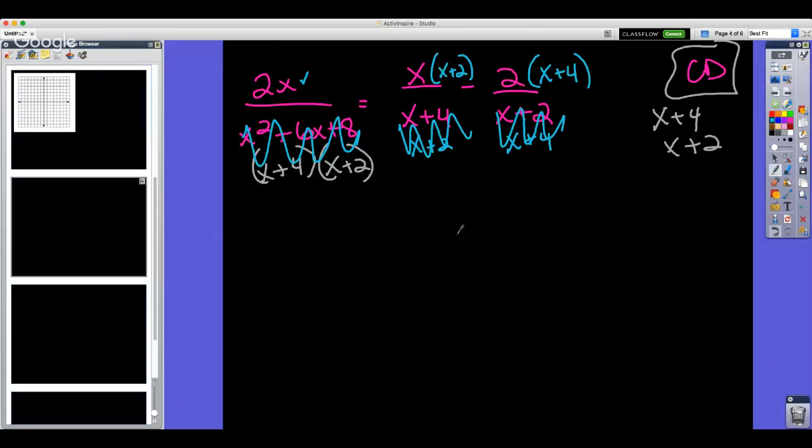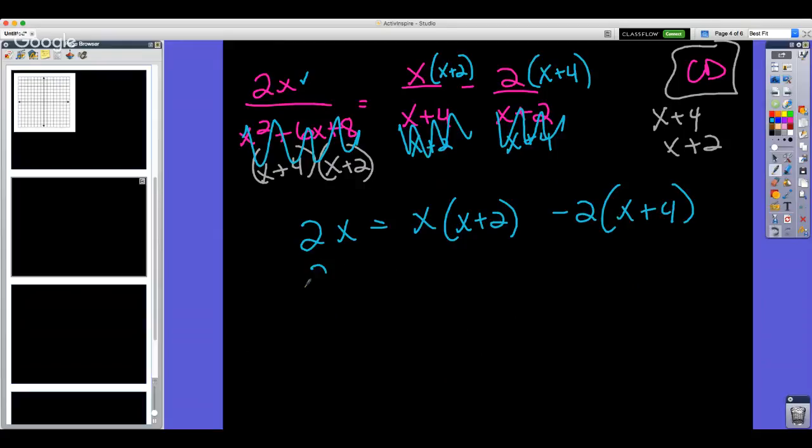All right, how are we doing on this? Okay, so we're left with 2x equals x times x plus 2. It becomes a little strange, and you'll see why in a second. So we have 2x equals, what about x times x plus 2? X squared plus 2x. Good, nicely done. What about negative 2 and x plus 4? Negative 2x. Good, and just be careful that this negative in the middle has to go to both of them, the x and the plus 4. All right, very good.